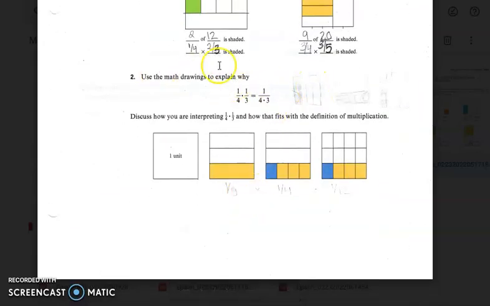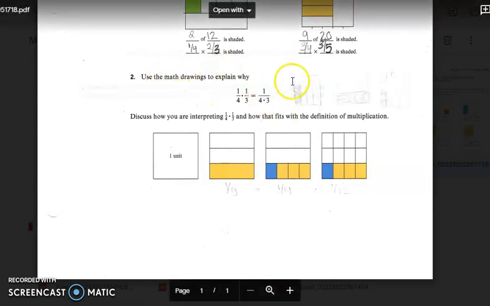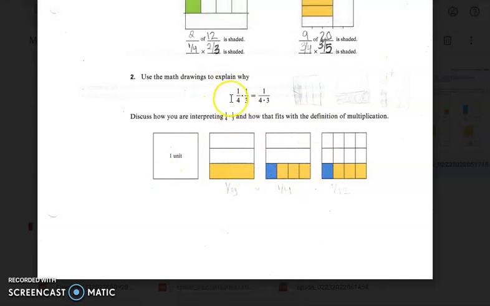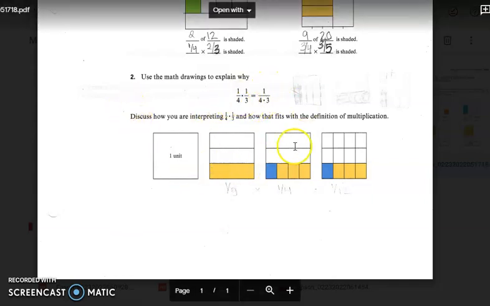Here I went ahead of myself, and it says to use the math drawings, not use math drawings. You know, they're right here. So we have 1/4 times 1/3, and it equals 1 over 4 times 3, and that can be shown here.